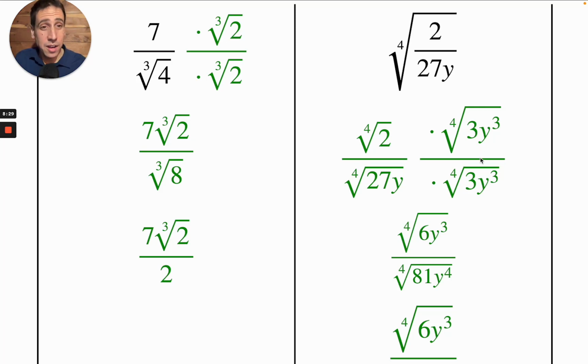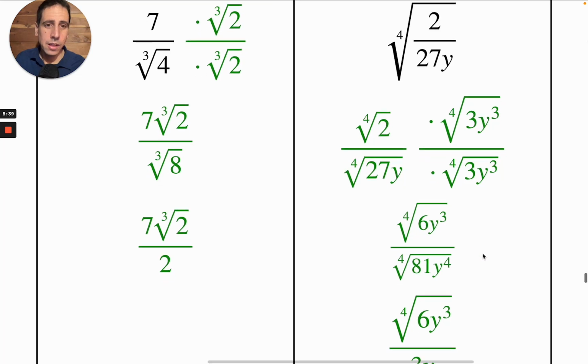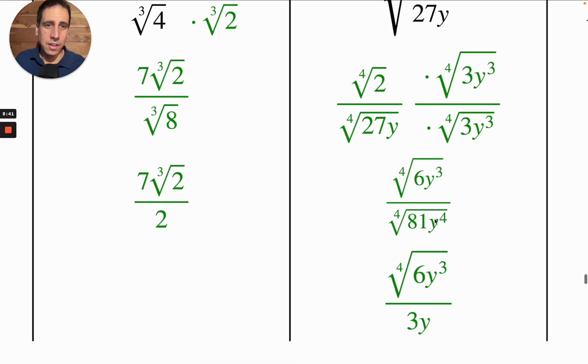But I can't just do it to the denominator, I also do it to the numerator as well. So we can see that this 4th root of this and 4th root of this, they can multiply to get 4th root of this, 6y to the 3rd. Now when I take this, this is even, odd.